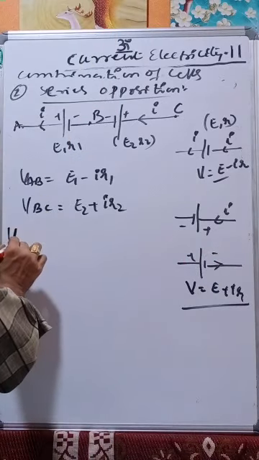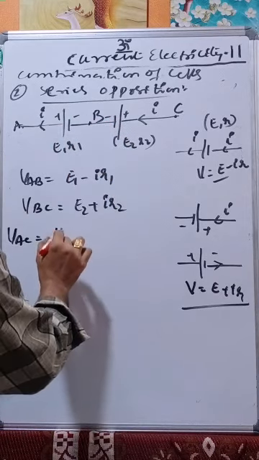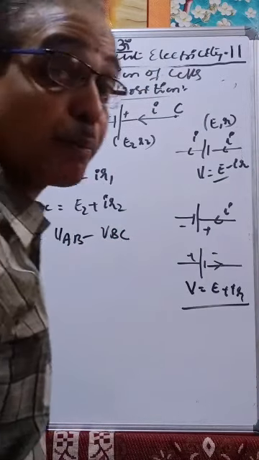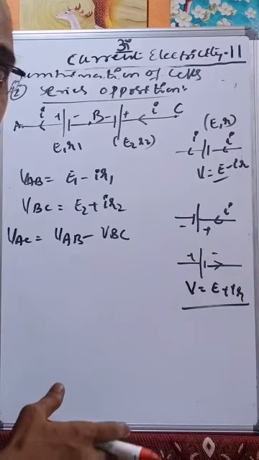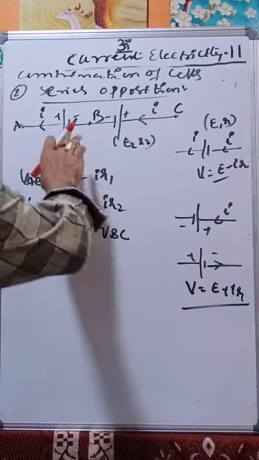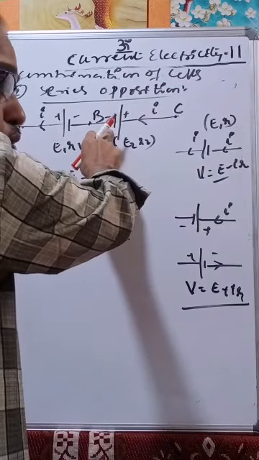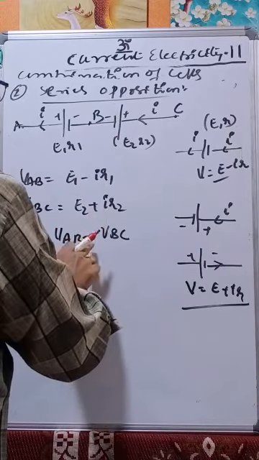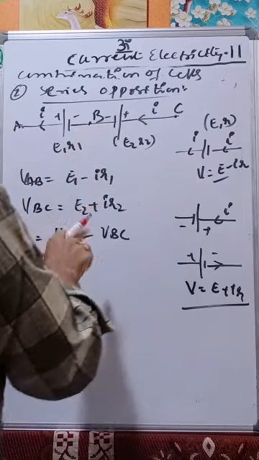Now, what is VAC? These two cells are in opposition. Therefore, VAB minus VBC. In the previous case, we took VAB plus VBC because they are in series, in the same line or the same direction. But here it is not so. In the previous case, negative was connected to positive, so they were taken as VAB plus VBC. Now here it is negative connected to negative. They are in opposition.